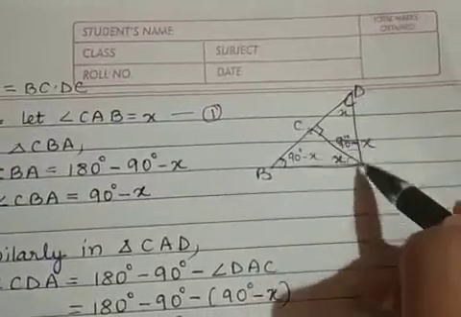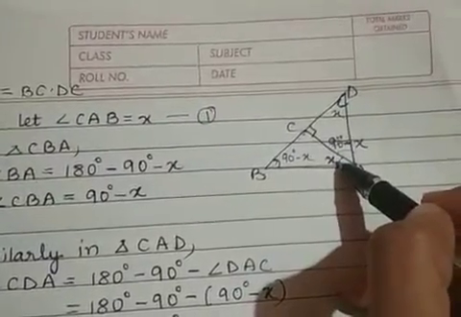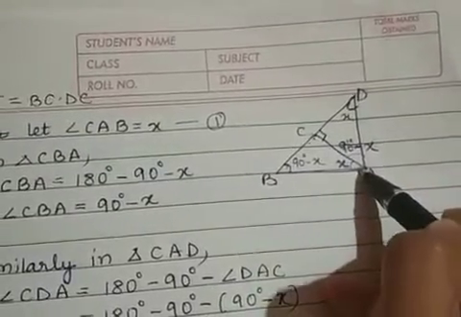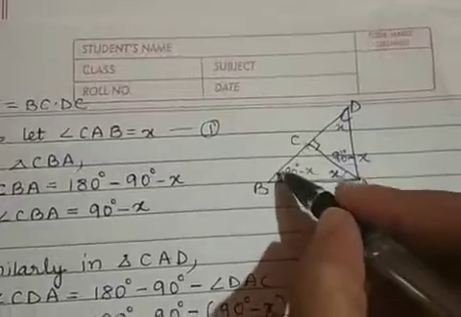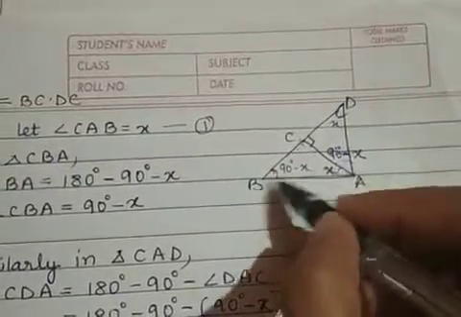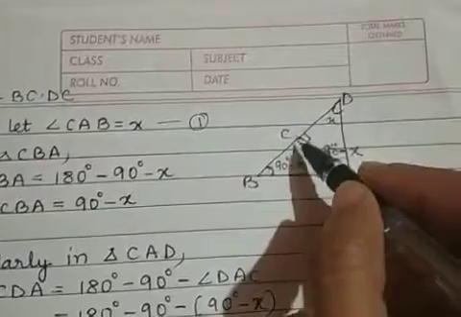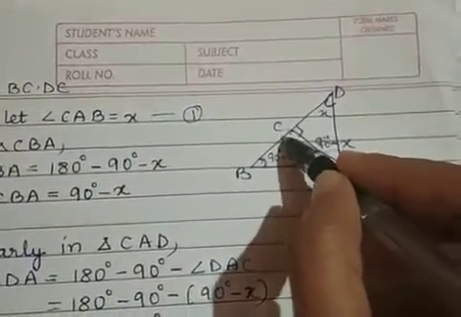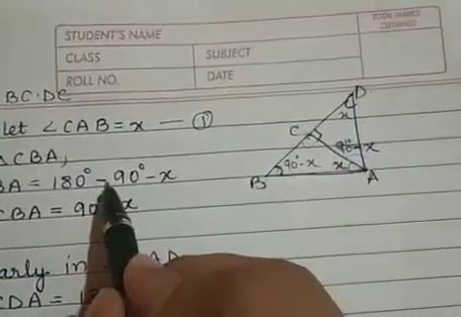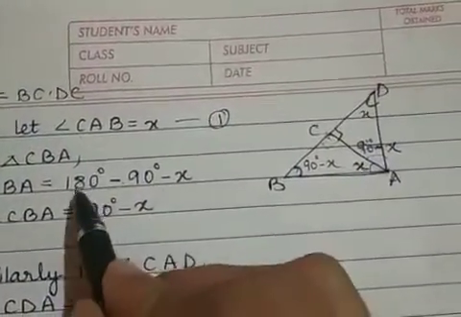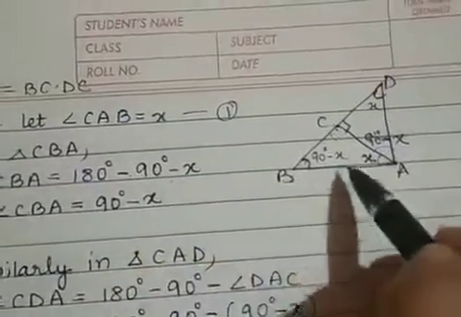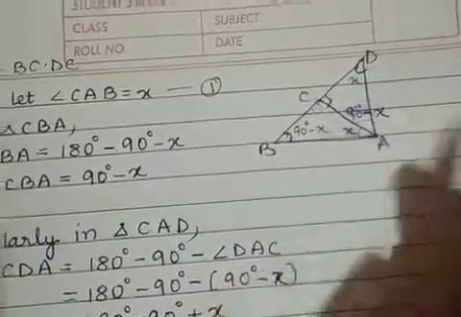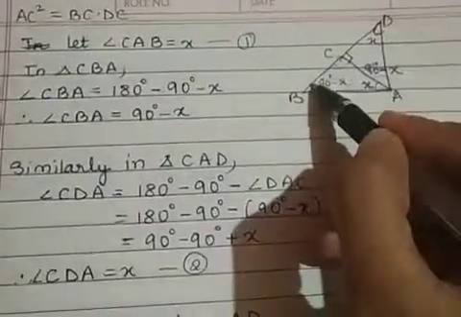So let us take CAB as equal to x. So in triangle CBA, what will be this angle? Angle CBA will be what? CBA is 180 degrees minus this angle minus this angle. So 180 degrees minus 90 degrees minus x. Correct? By angle sum property. So on simplifying we get angle CBA will be 90 degrees minus x. So this is how we get angle CBA.